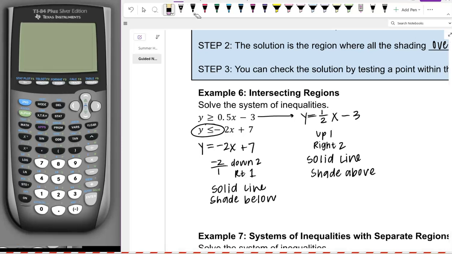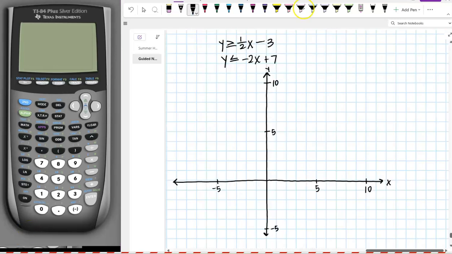So let's go to our background and make a coordinate plane. I'm going to assign each of them a color. I'll use pink for the first inequality and blue for the second inequality. First, pick out the y-intercept. It's negative 3, so I'll place a point on negative 3. And like I said, I'm going up 1, right 2.